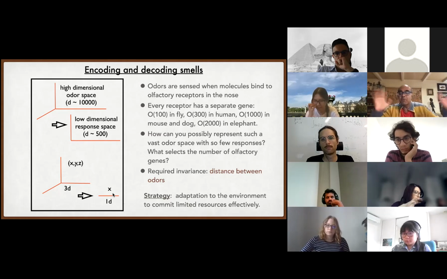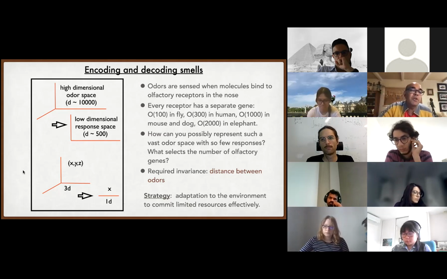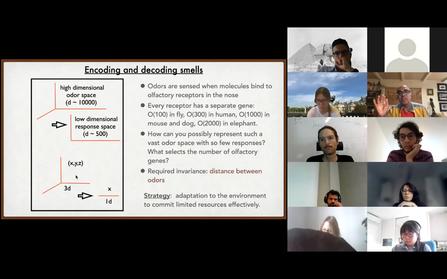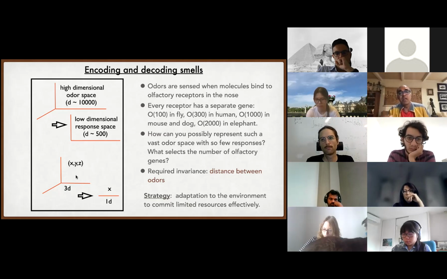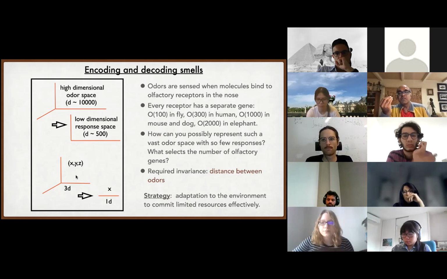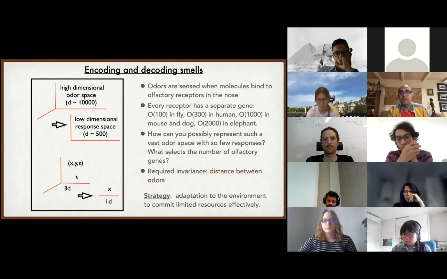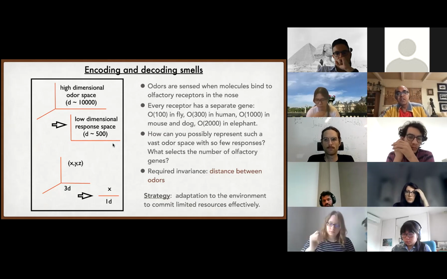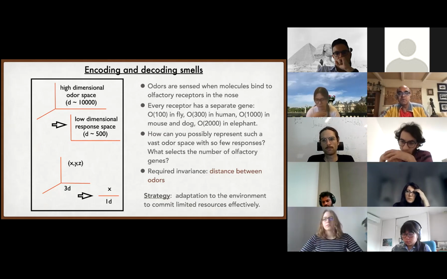But that would be a crazy representation because nearby points in three dimensions will get mapped to very distant points in one dimension. And so you're not going to be able to tell apart very easily what's similar and what's different. And of course, clearly, one key function of a sensory system is to say what's similar and what's different. So what you would like is an encoding from high dimensions to low dimensions that preserves the distance between odors.